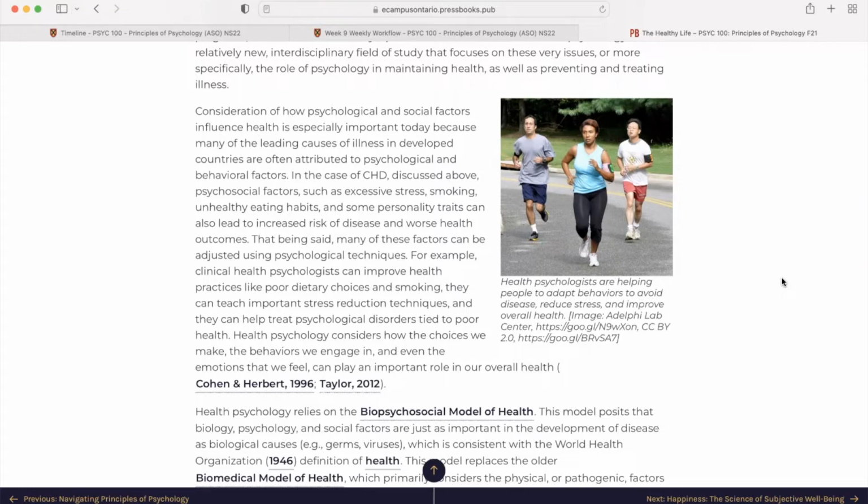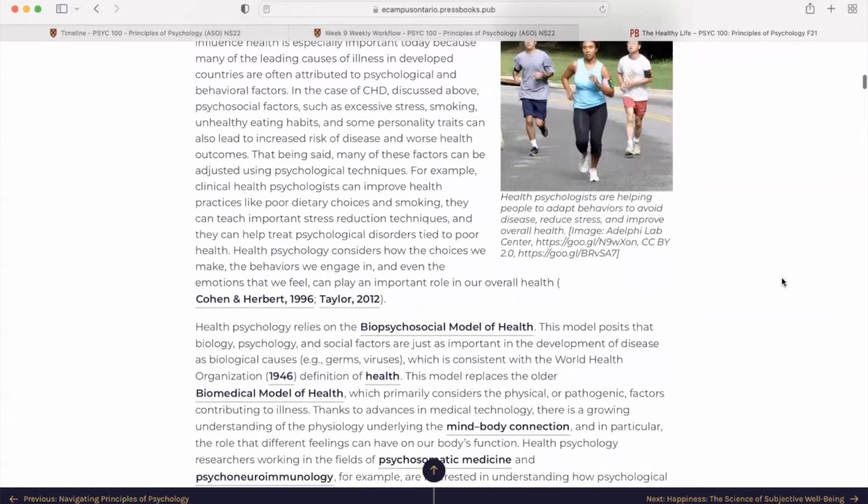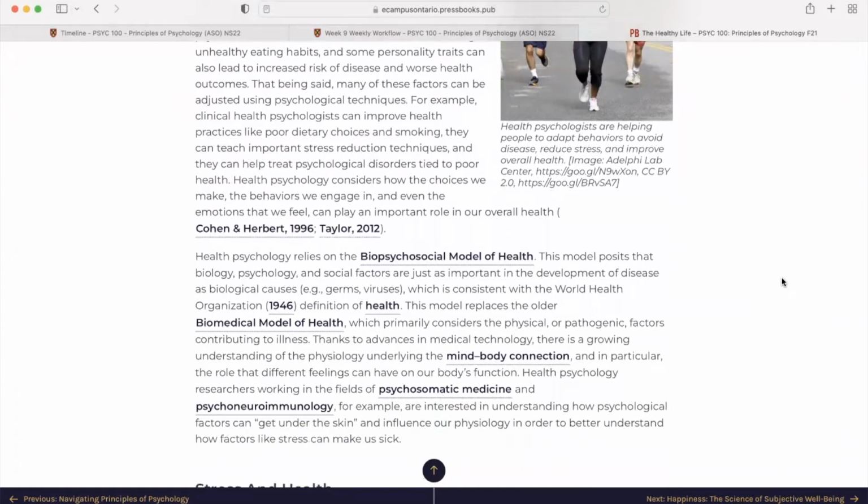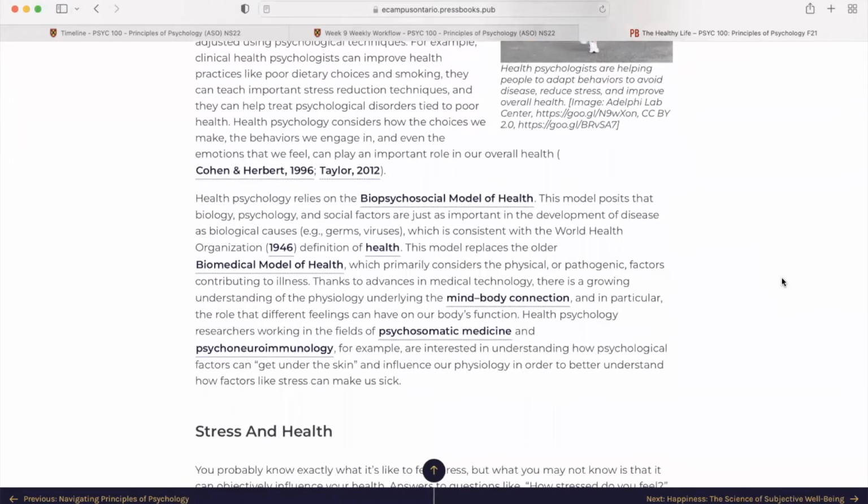In the case of CHD discussed above, psychosocial factors such as excessive stress, smoking, unhealthy eating habits, and some personality traits can also lead to increased risk of disease and worse health outcomes. That being said, many of these factors can be adjusted using psychological techniques. For example, clinical health psychologists can improve health practices like poor dietary choices and smoking. They can teach important stress reduction techniques, and they can help treat psychological disorders tied to poor health.